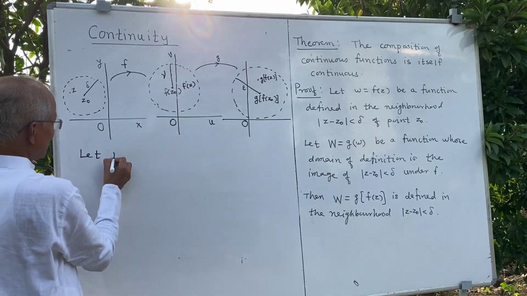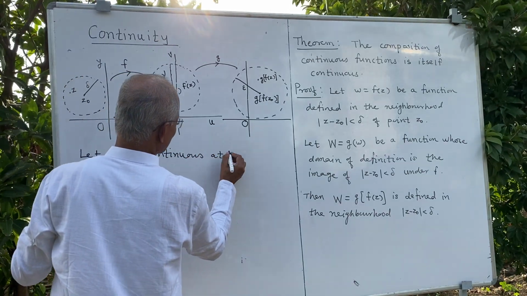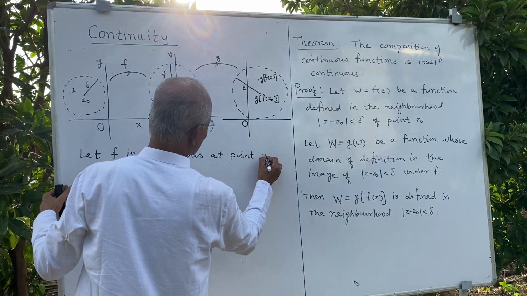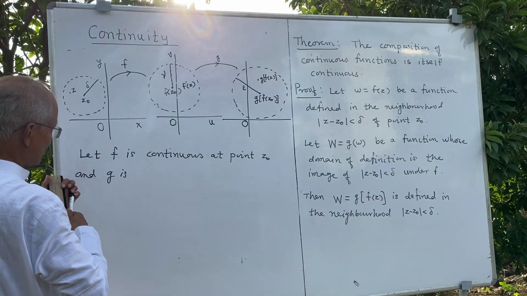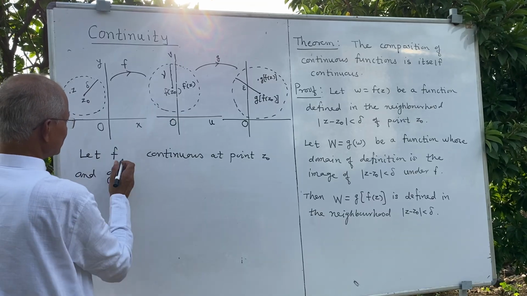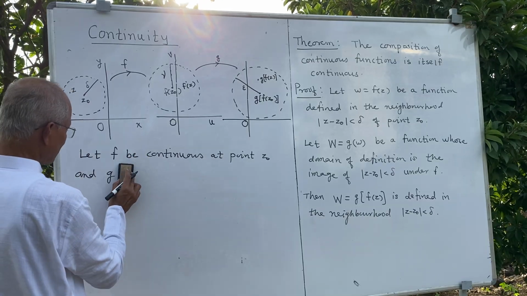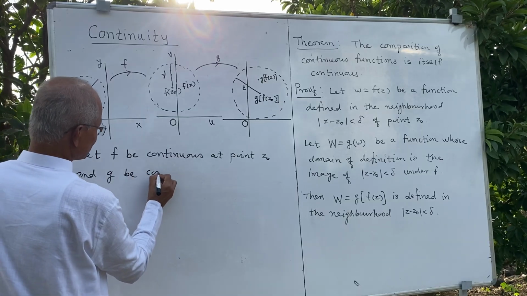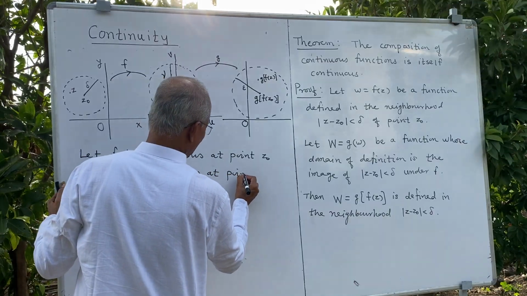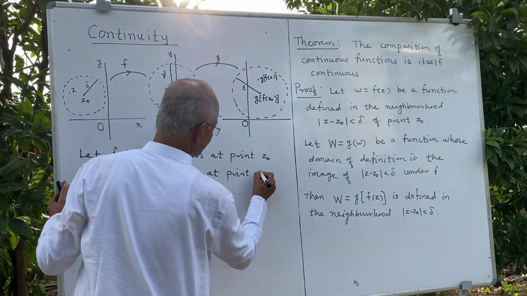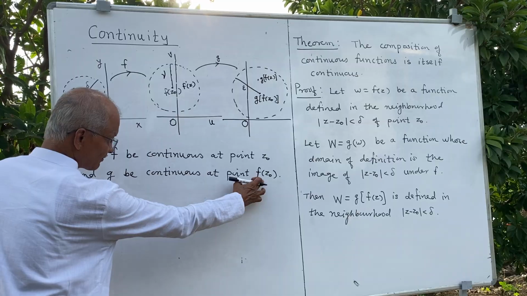Let f be continuous at point z naught, and let g be continuous at point f of z naught. We will use this condition first: g is continuous at point f of z naught.